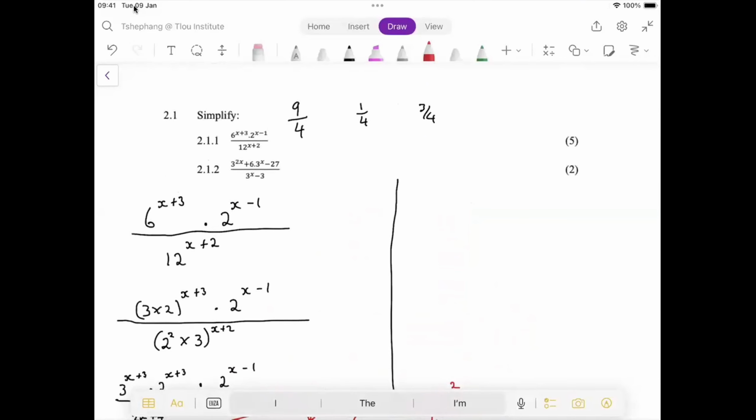Now I want us to look at 2.1.2. Okay, let me just erase this, and I'm going to write it a little bit bigger so that you guys can clearly see. This is 3 to the 2x plus 6 multiplied by 3 to the x minus 27 all over 3 to the x. Then there's a minus 3 here. We're trying to simplify. I'll give you guys 1 minute for that one. It's only 2 marks. Shouldn't take you guys too much time.